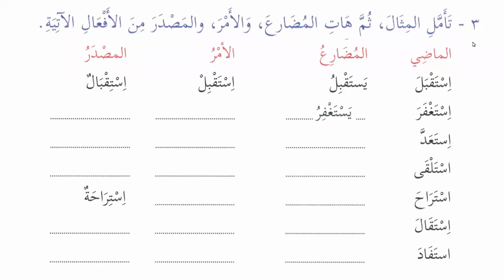Question number 3. تأمل المثال. We have to reflect on the example. ثم هات المضارع والأمر والمصدر من الأفعال الآتية. And then we have to provide the present tense, the command, the infinitive form from the following verbs.